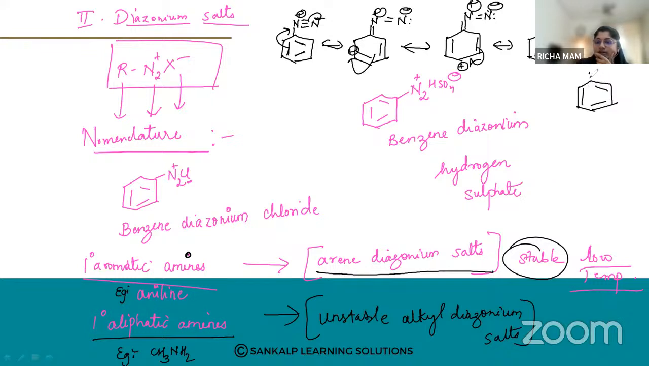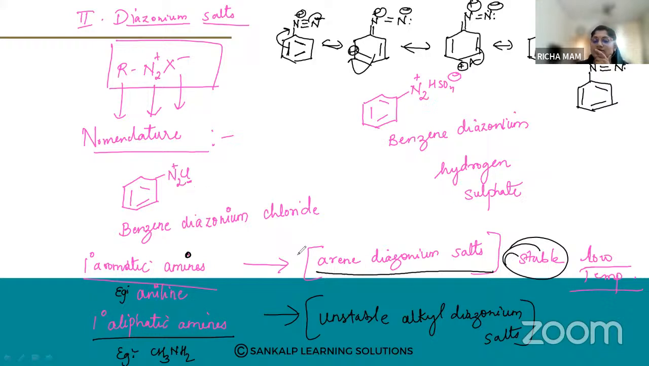So these are the resonating structures. Whenever you have arene compounds, the charge will be stabilized. So why is the arene diazonium compound stable? Because of the resonating structures. Because of these structures, the arene diazonium salts are stable.